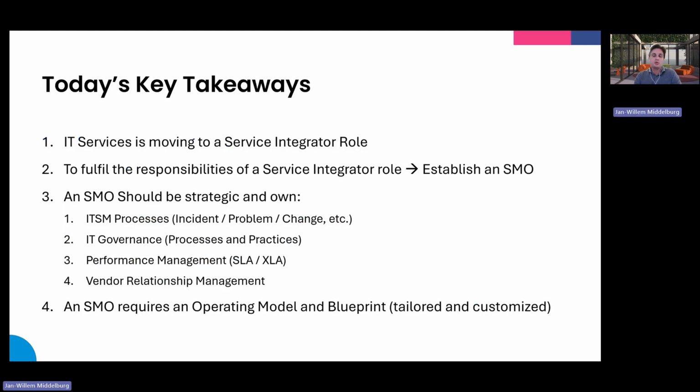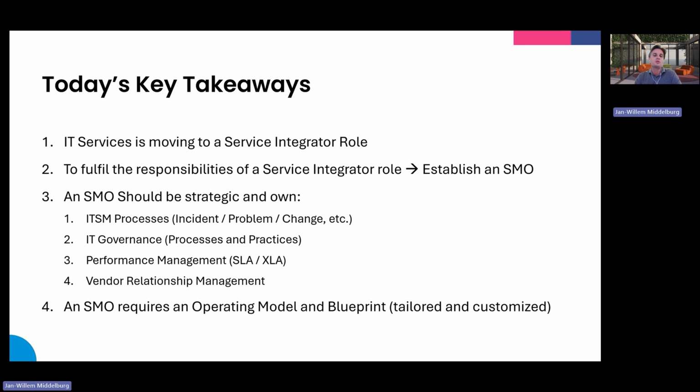So I'm getting towards the end of my session today, and I hope that in this short 30 minutes that we have together, I've given you a proper introduction to the key concept of what an SMO is, why it's important, and why it should be established. One of the most important things that I'd like you to take away from this session is summarized in this final slide.